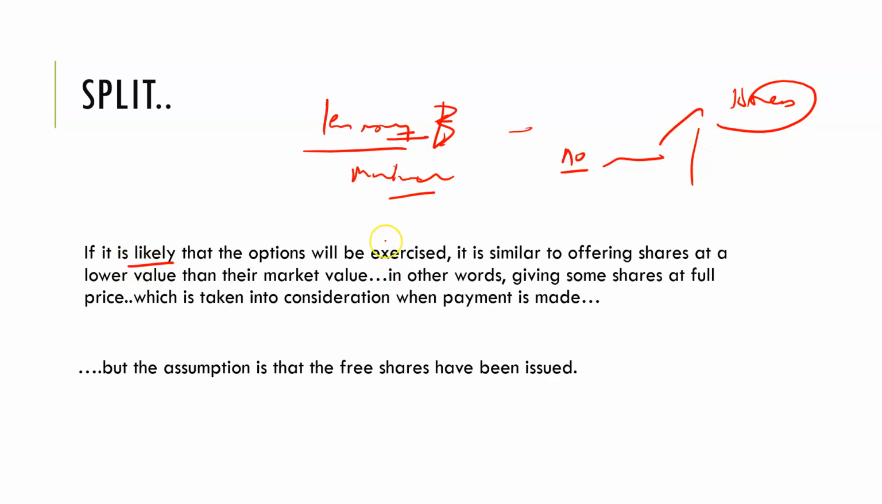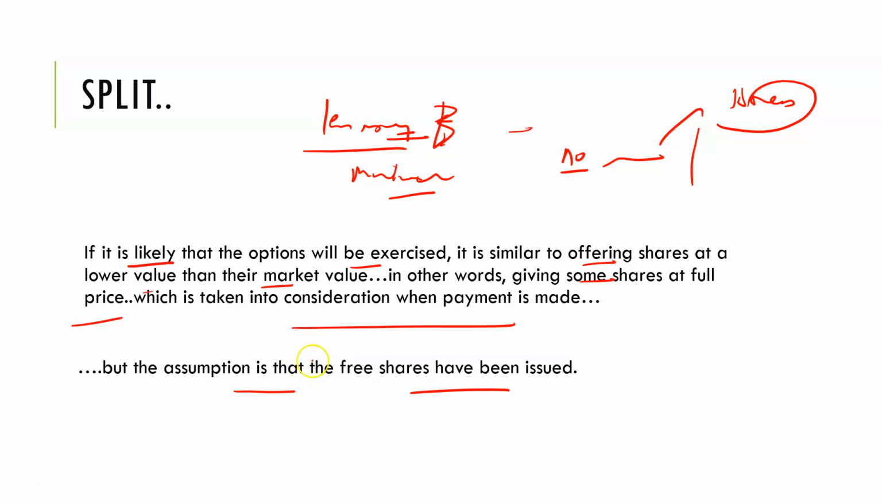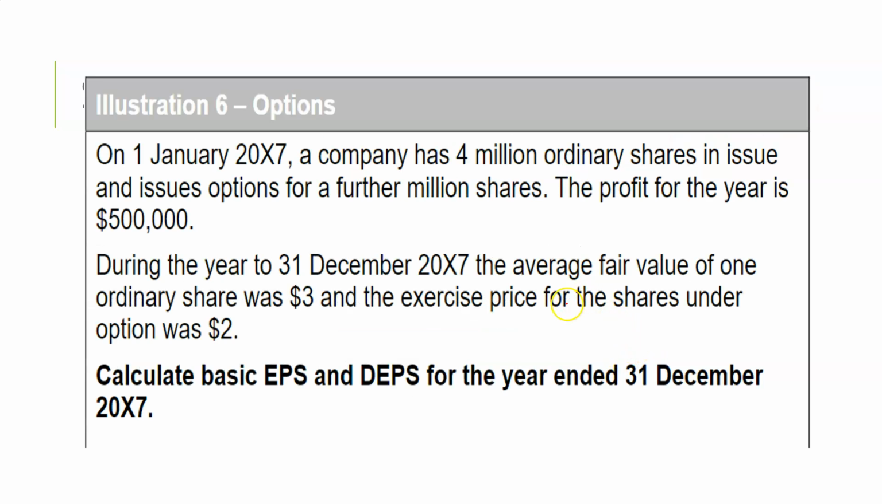If it is likely that the options will be exercised, it is similar to offering shares at a lower value than their market value. In other words, giving some shares at full price, which is then taken into consideration. The assumption is that the free shares will be issued at the date of payment, so when you finally have to pay for those shares. But in the meantime, there are some bonus issues that we must account for straight away. Let's look at this example.